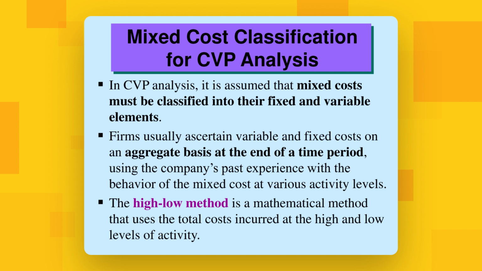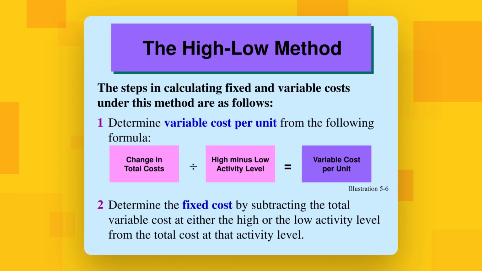So in terms of your high-low method, it is the mathematical method that uses the total cost incurred at the high and the low levels of activity. From the word itself, it is known as high and low. Alright. So that's your high and low. So meaning to say, class, we will separate the variable cost per unit and your total fixed cost by this one. Number 1. The steps in calculating the fixed and the variable cost under this method are as follows.